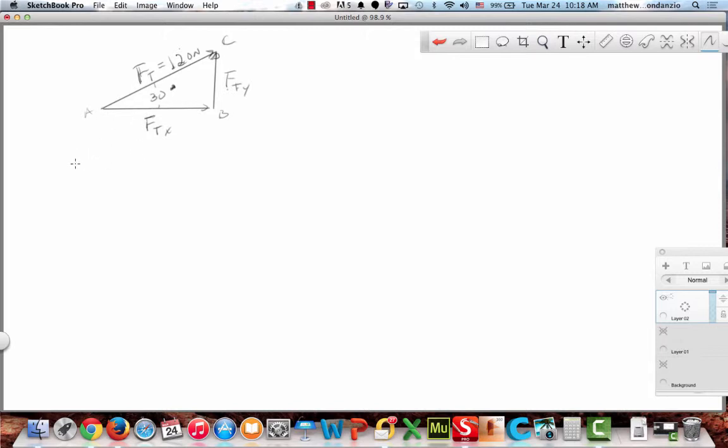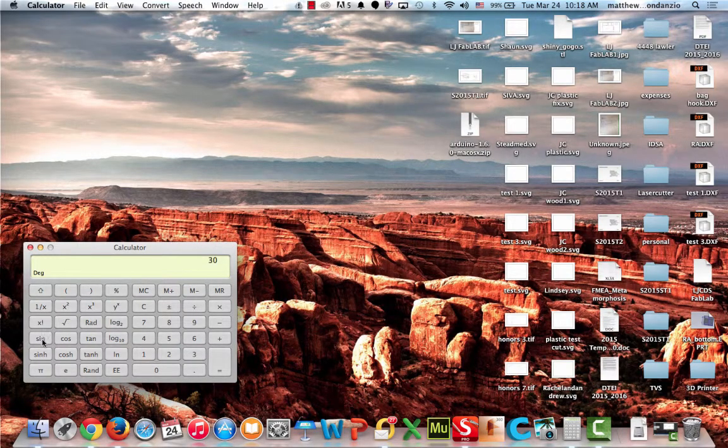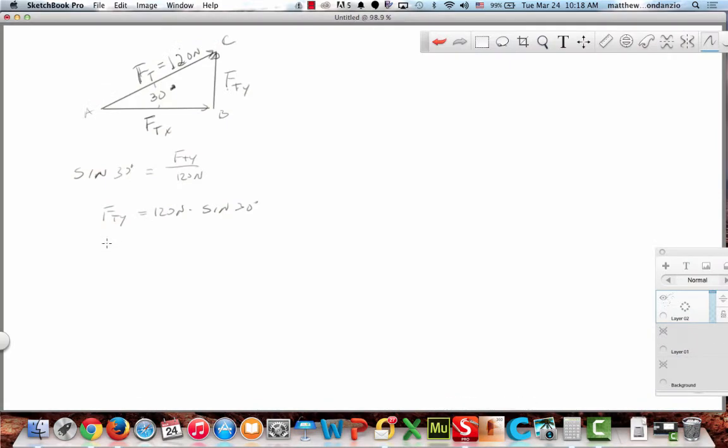SOHCAHTOA, right? So let's do the y. Sine of 30 degrees equals FTY over 120 newtons, right? So FTY equals 120 newtons times the sine of 30 degrees, right? So what is that? Sine of 30 is... No, it's 1/2, isn't it? Sine of 30 is 1/2, right? So it's going to be a half of 120. So FTY is equal to 60 newtons, right?